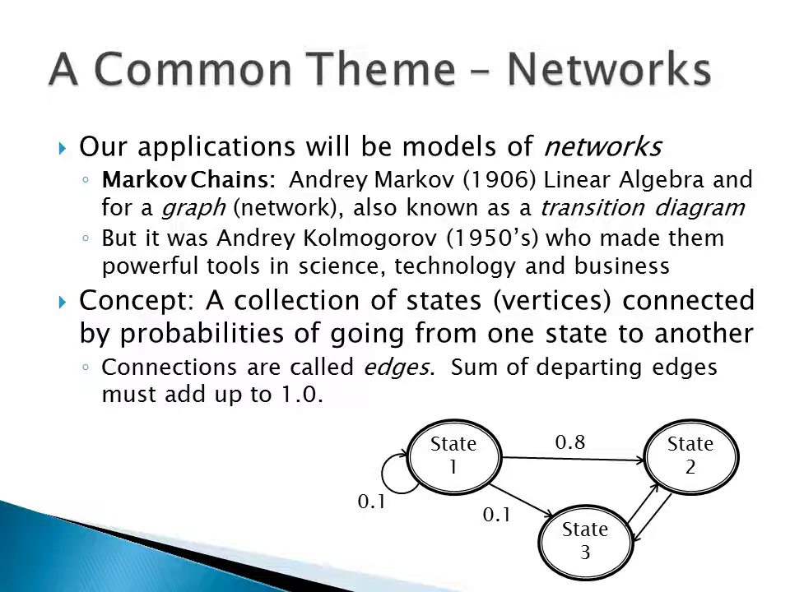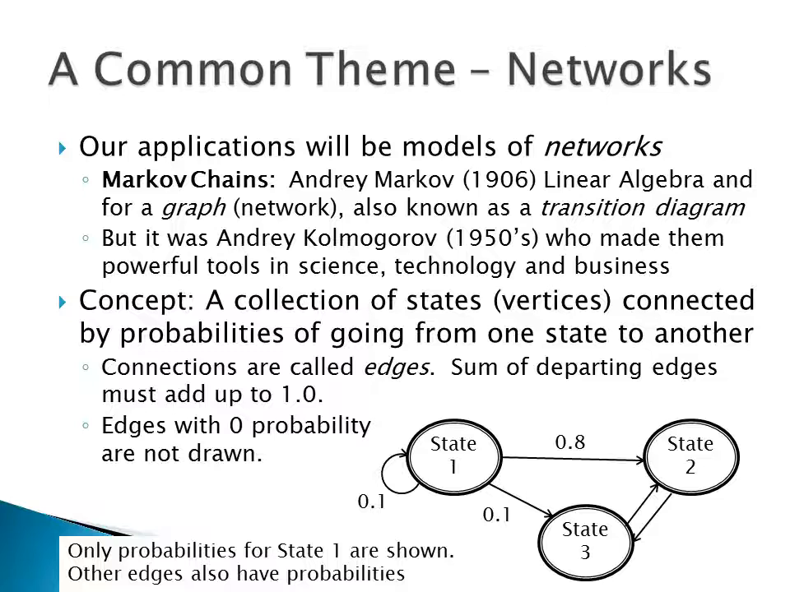So here we have some states 1, 2, and 3, and we'll have edges, and the numbers on the edges are probabilities of going from one state to another, and of course all the probabilities for departing must add up to 1. If there's no probability of going from one state to another, then we just don't draw that edge. Now, we'll see other edges with numbers on them later on.